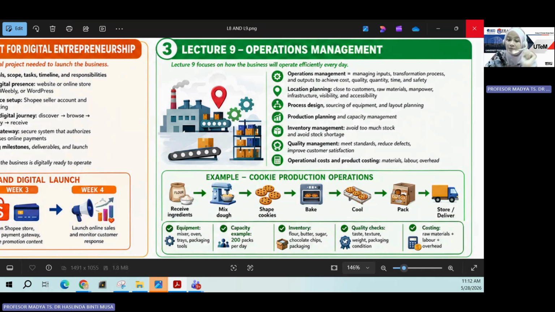So this process must be clear because unclear processes will create mistakes. If in the operation manual you just write, we will produce cookies, it is not enough. Your business plan should explain the flow of activities. Okay, all right. Location, and then process design.